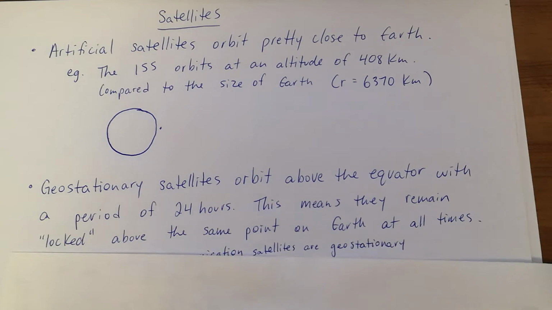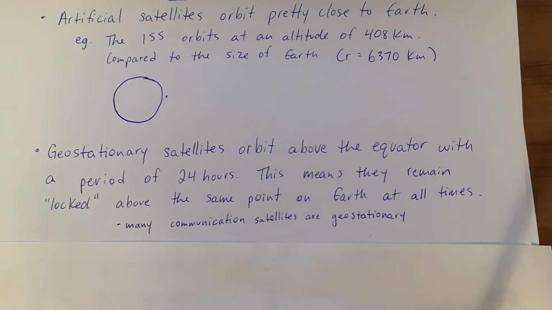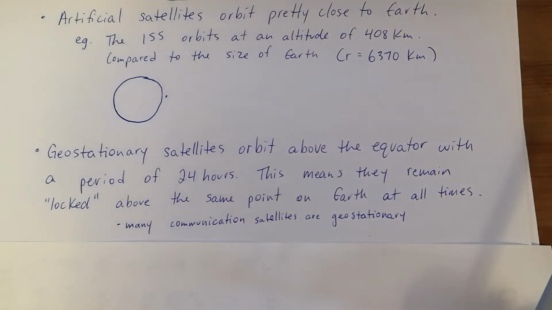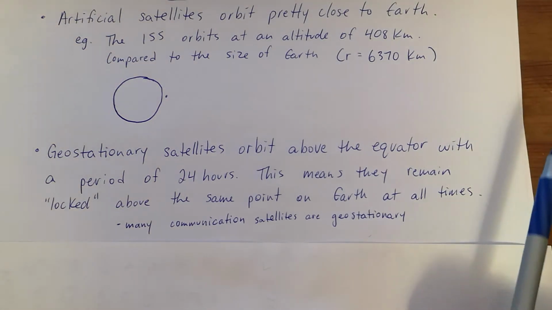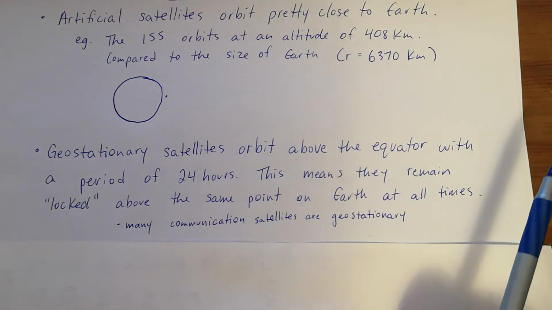So I want to tell you about geostationary satellites. These are super common. Geostationary satellites orbit above the equator, and they have a period of 24 hours. So as the Earth rotates, the satellites stay locked in position because they orbit the Earth in the same amount of time it takes the Earth to turn. So they remain locked above the same point on Earth at all times. A lot of satellites are geostationary because they're easy to locate. They're easy to communicate with. They're always in the same spot. That makes a lot of communication satellites geostationary.